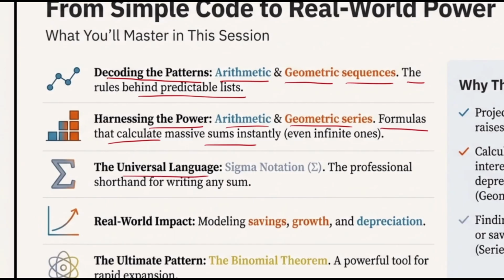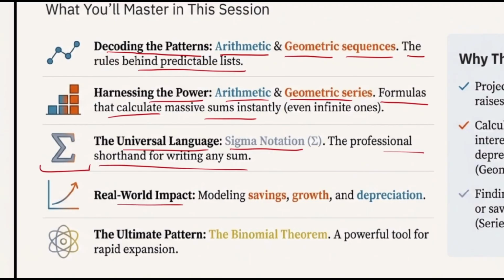Then we are talking about the universal language, sigma notation. Maybe you've seen this before, but right now we are going to test it in real time and see how we can use it. It is the professional shorthand for writing any sum. Then real-world impact: we are going to model savings, growth, and depreciation. Sorry about the pronunciation. We will see how they actually affect our world. And the ultimate pattern is the binomial theorem. I'm going to touch on it, but this concept is new and we will talk about it in our next video.